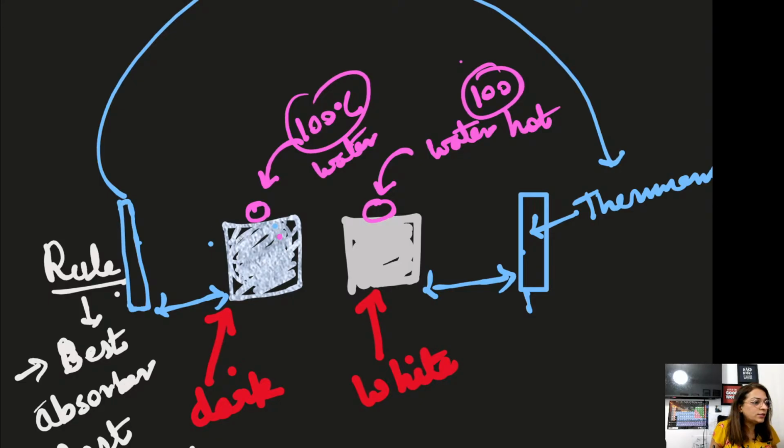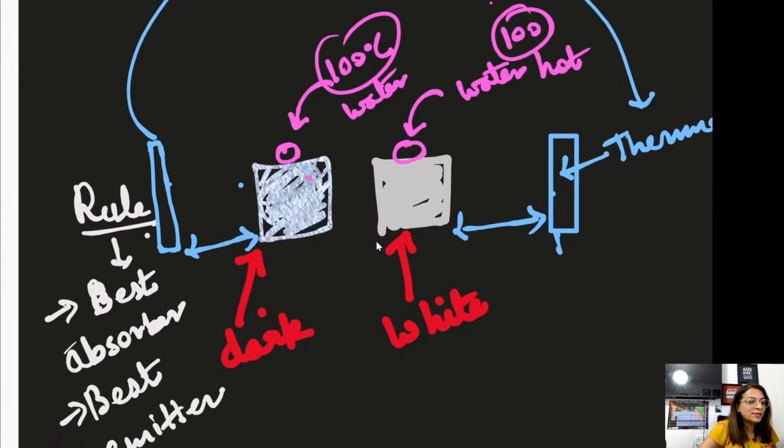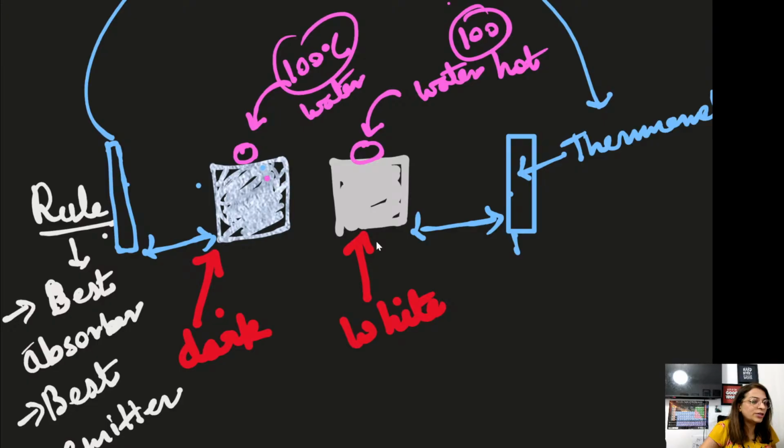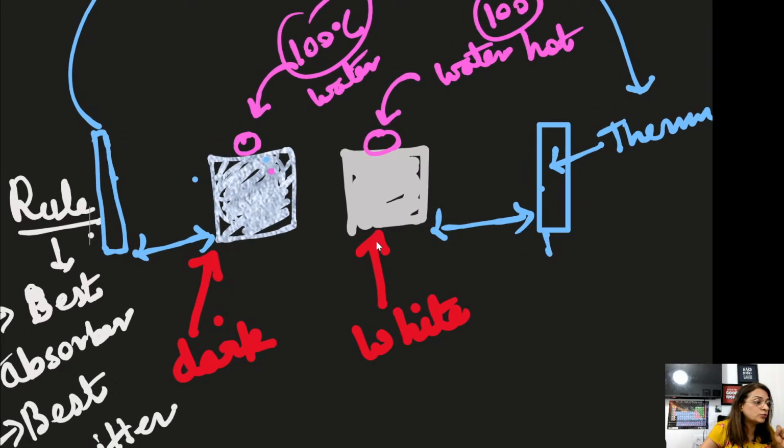Nobody knows it? A best absorber is a best emitter, and we know dark objects are the best absorbers, so they will also emit the most radiation. Yeah, very good. And the radiation goes to the thermometer out there, and the thermometer senses a lot of radiation from the dark object.